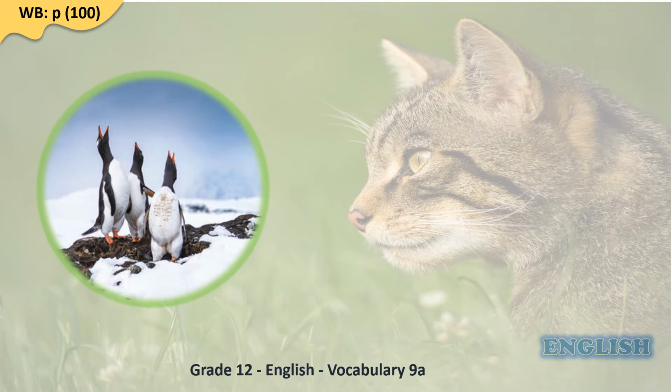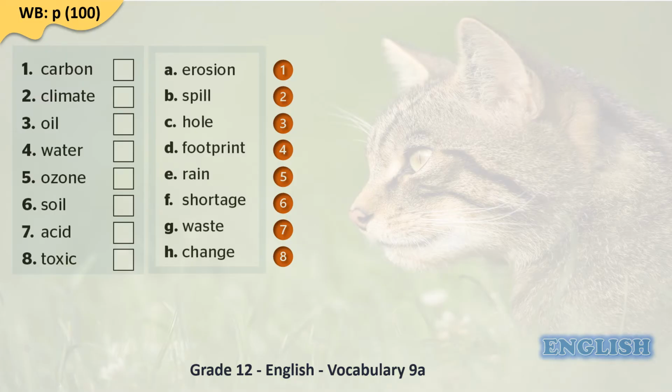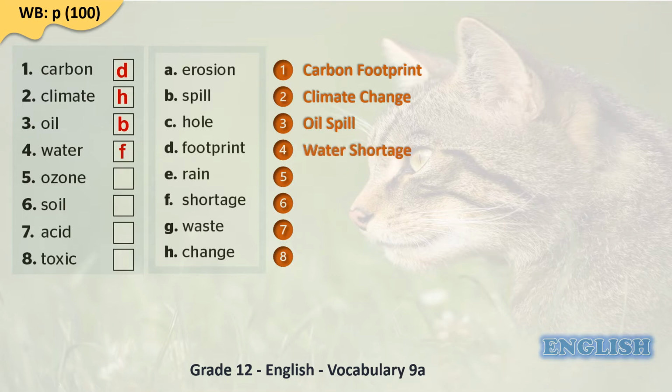Now let's move to our workbook page number 100. And here we are expected to match the words to form 8 collocations talking about environmental issues. The first of which is number 1, carbon footprint. Number 2, climate change. Number 3 is oil spill. Number 4, water shortage. Number 5, ozone hole. Number 6, soil erosion. Number 7, acid rain. And number 8 is toxic waste.